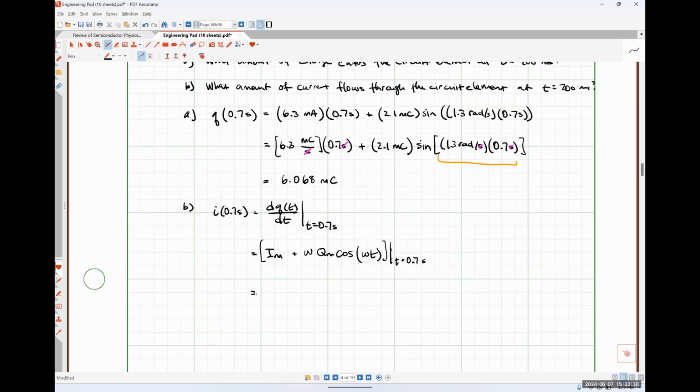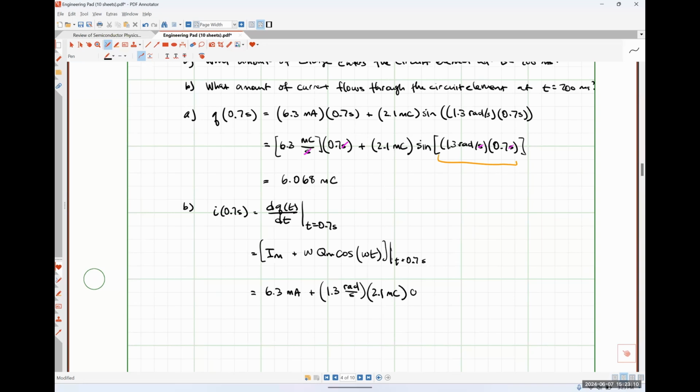So let's look at how things work out here with the units, right? So IM was given to be 6.3 milliamps. Omega was 1.3 radians per second, where a radian is a dimensionless quantity, so it's not really going to do anything in particular to us. QM was 2.1 millicoulombs. So we have millicoulombs per second plus milliamps. So that's just milliamps plus milliamps. So things look pretty okay to me.